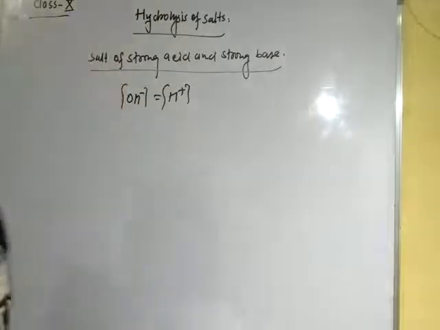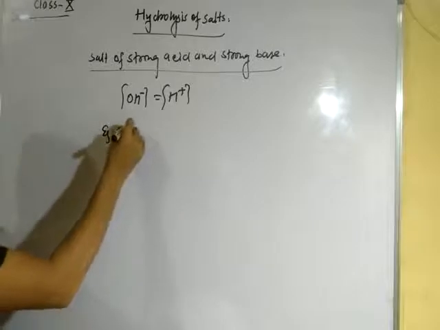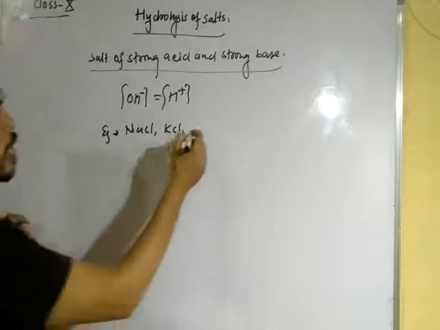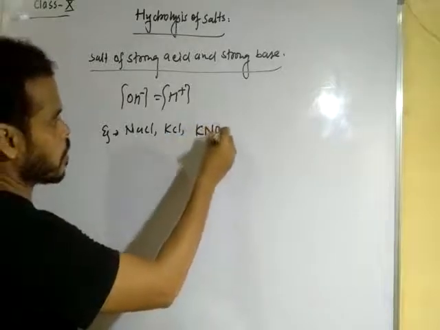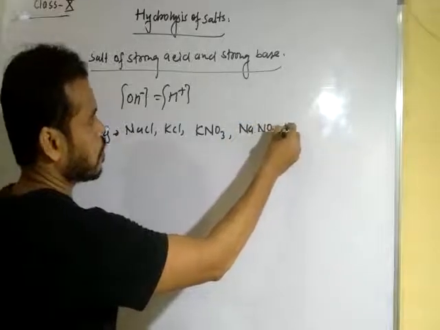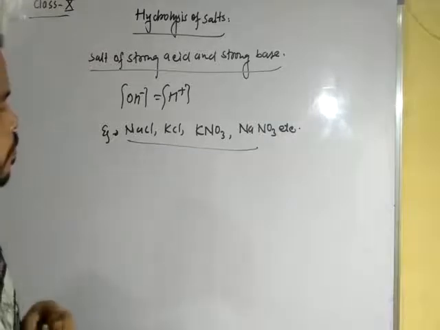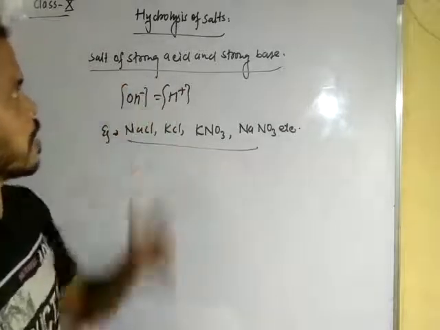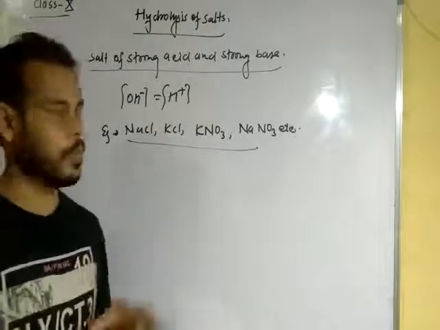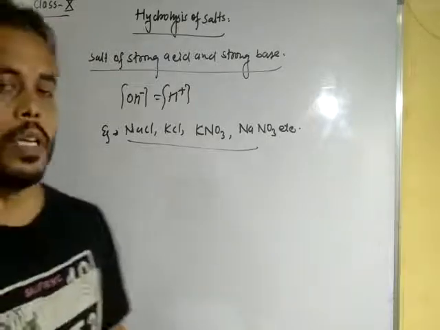Okay dear student, examples of this kind of salt: NaCl, KCl, potassium nitrate, sodium nitrate, etc. Okay, these are the salts made by the reaction of a strong acid and a strong base, and they are neutral in nature in aqueous medium because they do not undergo hydrolysis with water.